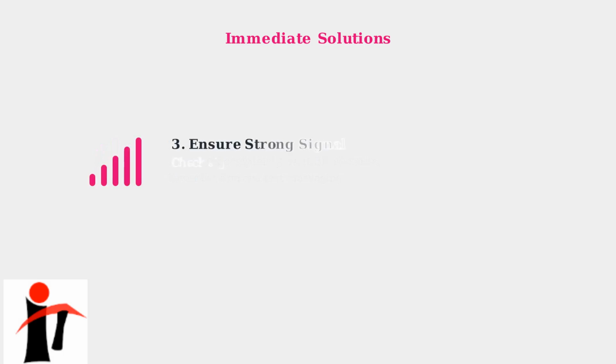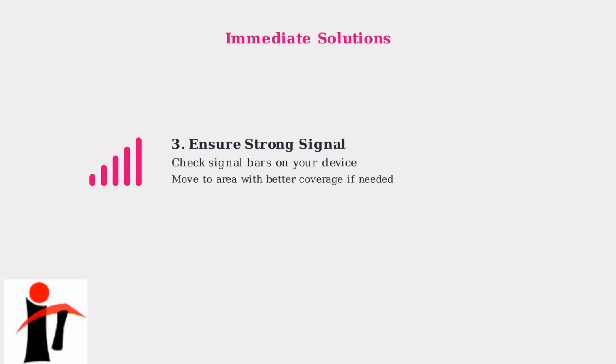Step 3. Ensure you have a strong signal. Check the signal bars on your device and move to an area with better coverage if necessary. Weak signals can prevent messages from sending properly. If basic steps don't work, check your message center settings and app configuration.